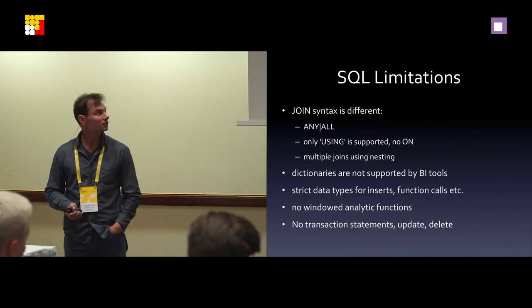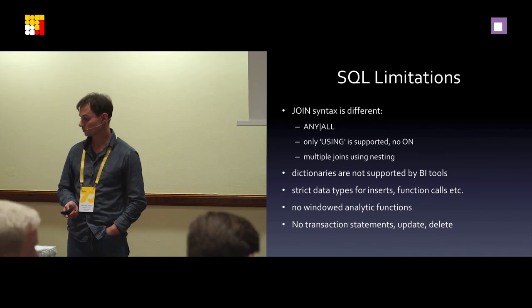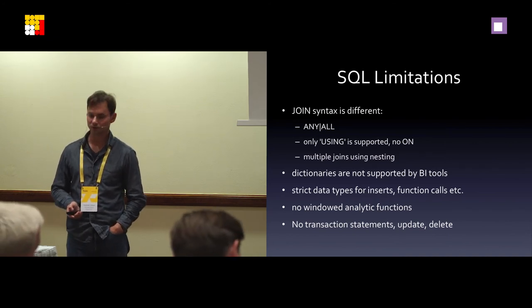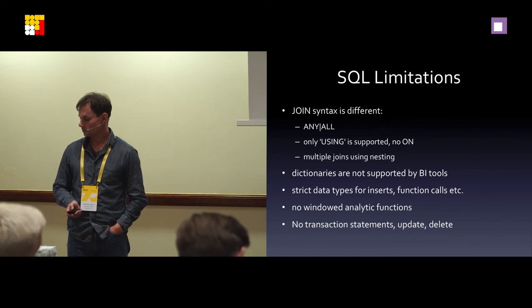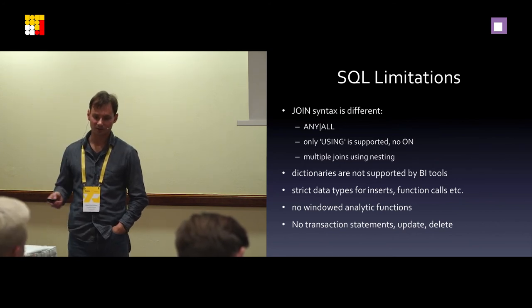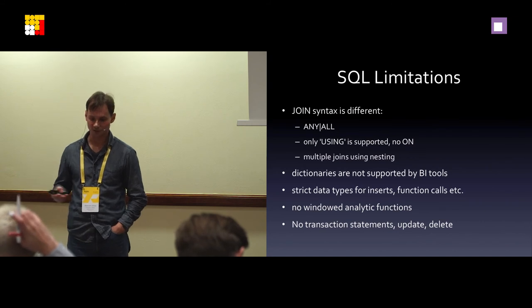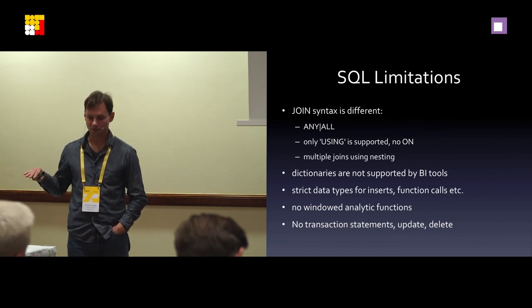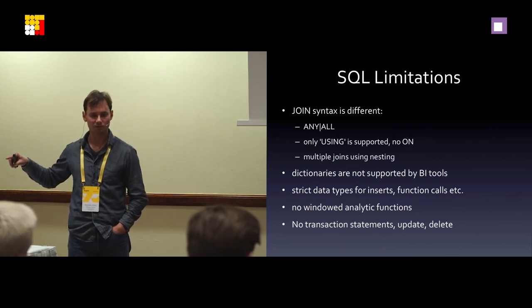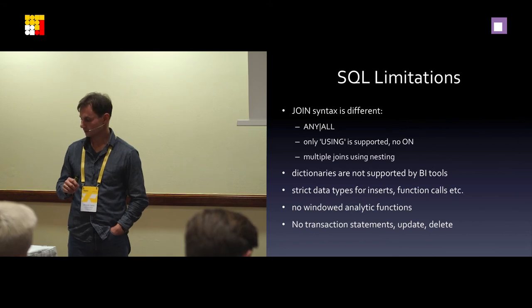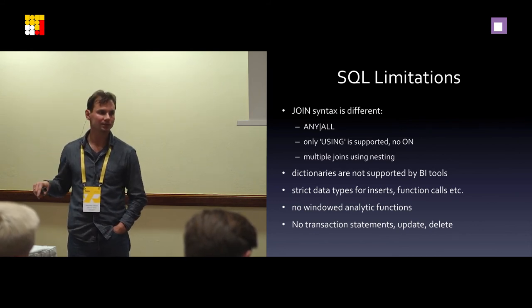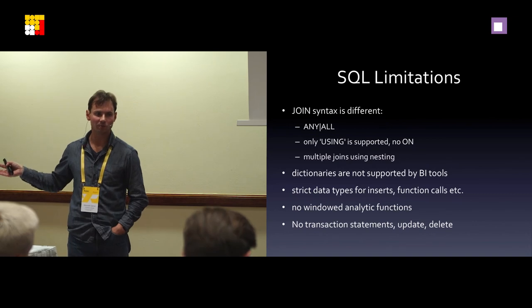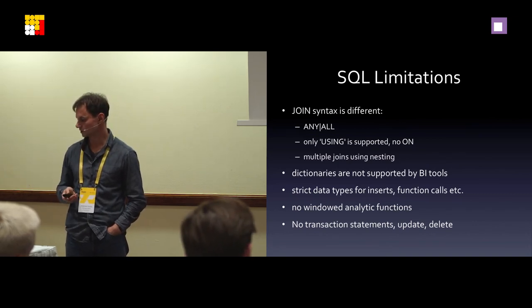but this is non-standard SQL, and there are some limitations. So join syntax is different. First of all, ClickHouse requires ANY or ALL to be added to any join. ANY comes from the fact that ClickHouse doesn't have true primary keys. Primary key is just sort order, and it doesn't guarantee uniqueness. So ANY stands for the case when you join the data and you want the first matching record from the right table to be returned. And ALL stands for the standard SQL syntax, where all matching rows will be returned from the right table.